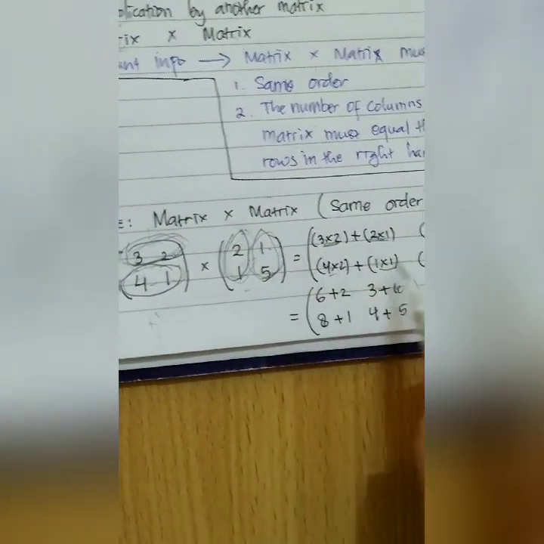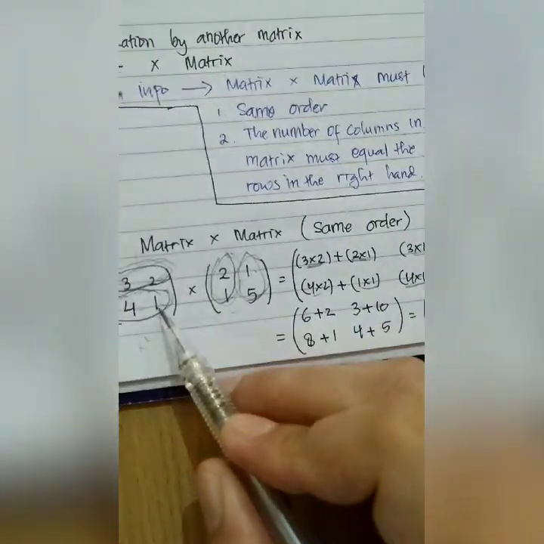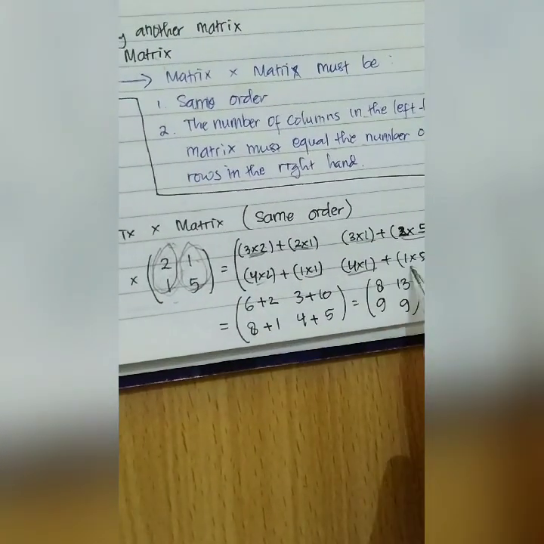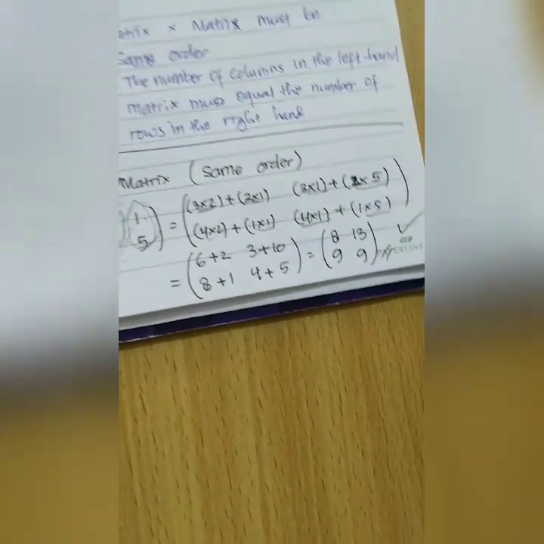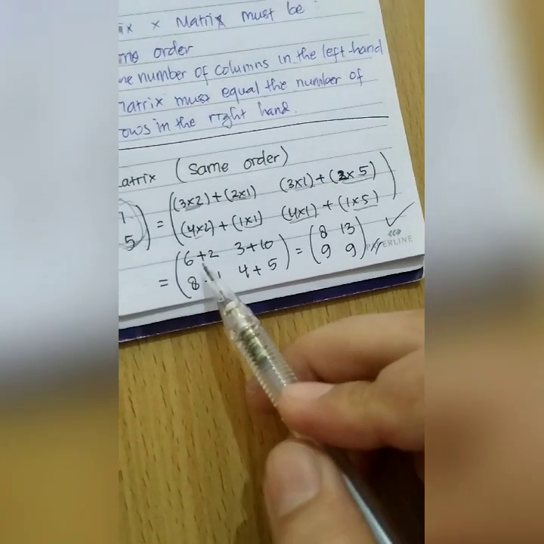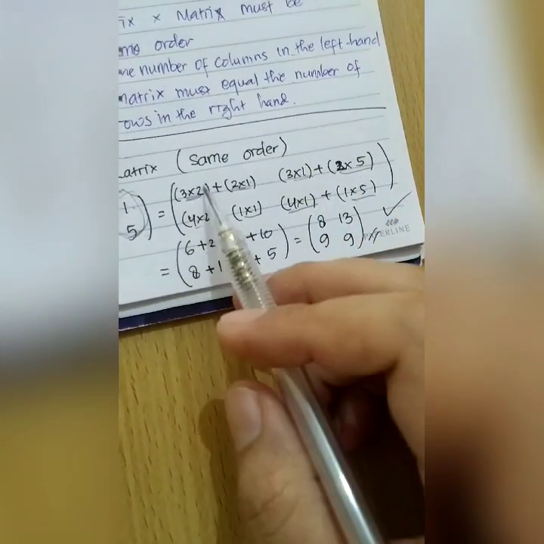So 4 times 1, here is 4 times 1, and then 1 times 5, here 1 times 5. Then after you got all this, we're going to simplify this, or we fix that.